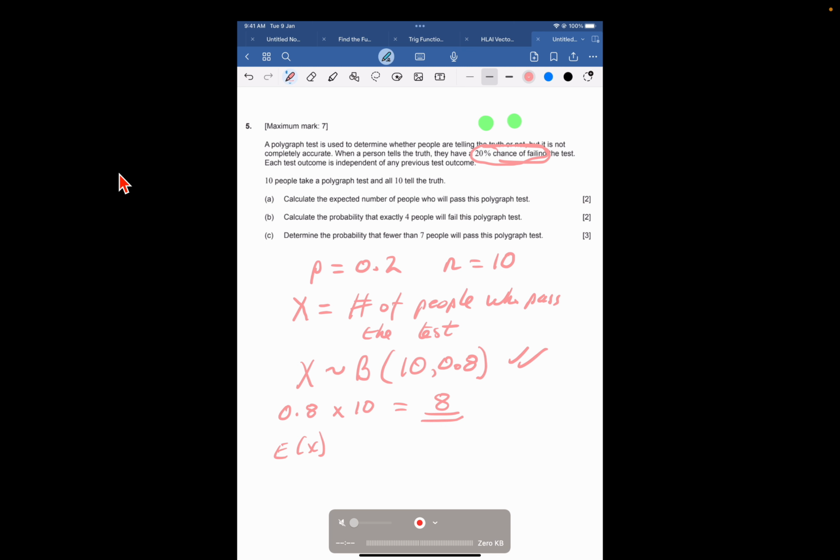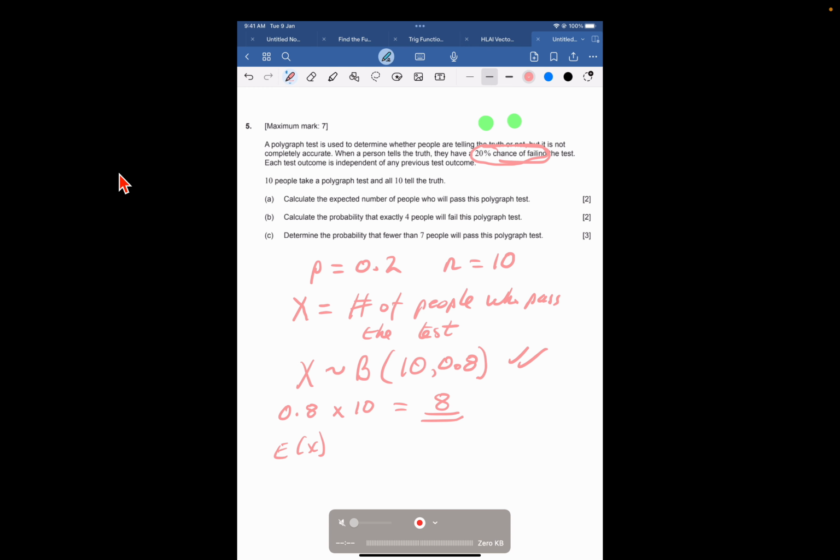Let me set up part C now. Determine the probability that fewer than 7 will pass the test. So we're back to passing the test, x. So that's the probability of x is fewer than 7, right? Fewer than 7 means 6 or below. So that's the probability of x less than or equal to 6, right?